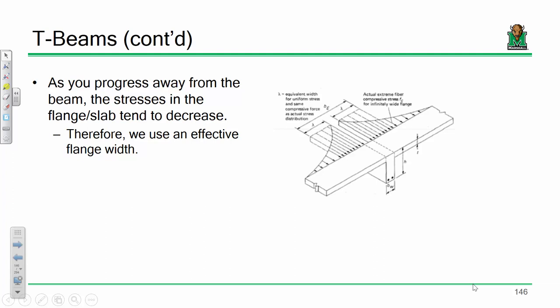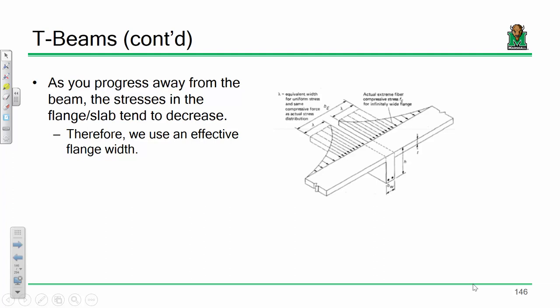If you start looking at the stresses in the slab when you bend the floor system, they decrease as you get away from the beam. And I don't think that's that difficult of a concept to understand. If I have a beam support right here and I stand on the beam, most of that load is going to go to the beam, right? As I get further and further away from the beam, the slab is going to experience less and less of an effect of my load on the beam.